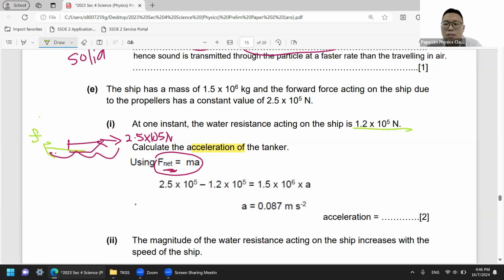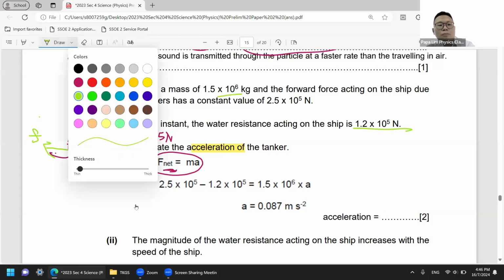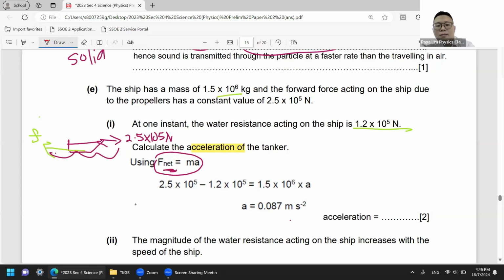If you look at the forces, since there are two forces acting on the body, the net force will be the difference between these two. The mass is given, and when you substitute into the formula, you will find that the answer for acceleration comes quite easily. Nothing fanciful here. It will be a standard dynamics question.